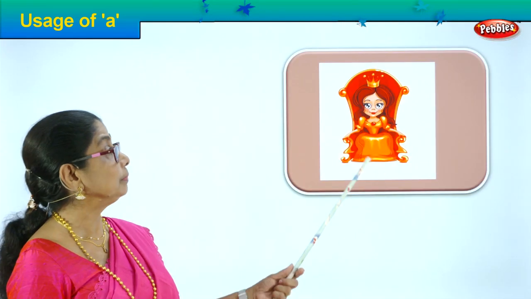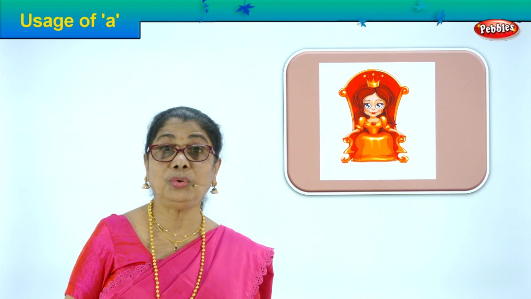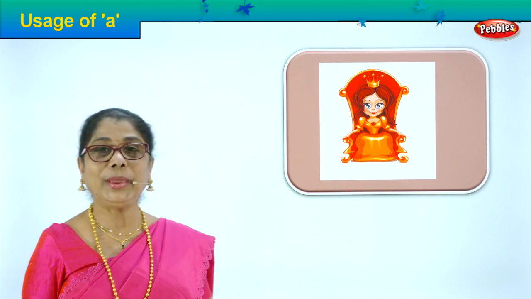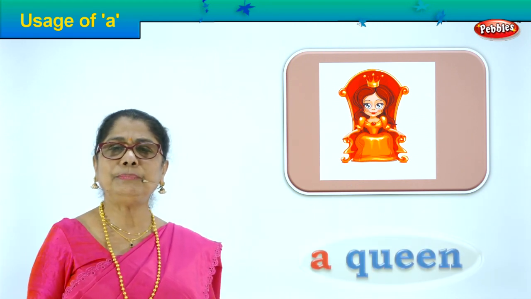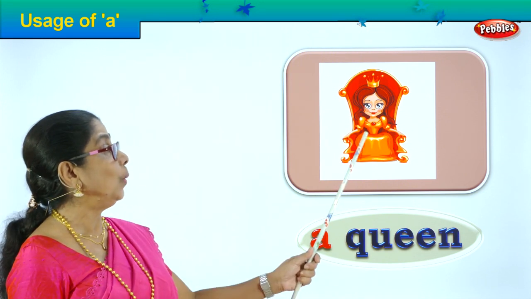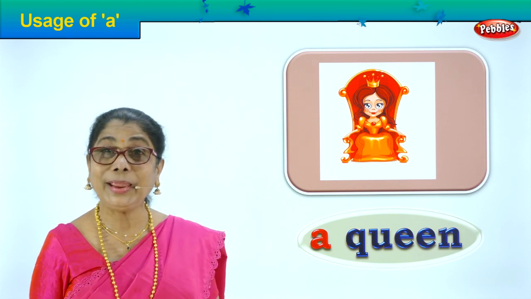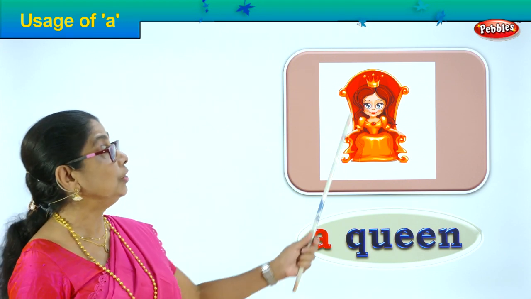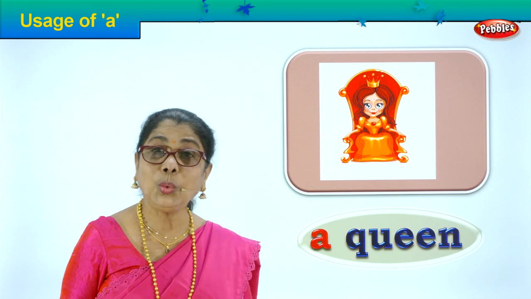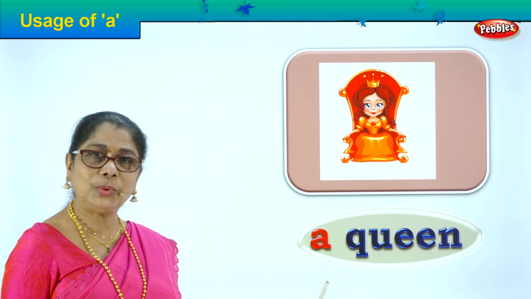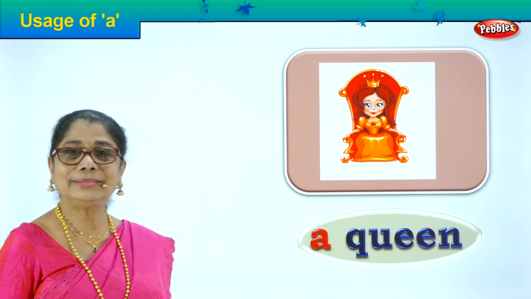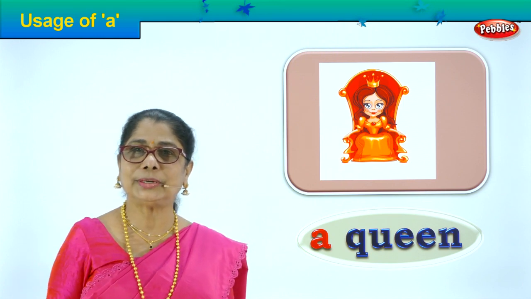Let's look at another picture. See what we have here. Queen sitting on the throne. Spell queen. Q-U-E-E-N, queen. And what will be placed before the word queen? A queen. This is a queen. A pretty little queen. Where is she sitting? She's sitting on a throne. Spell queen. Q-U-E-E-N, queen. What is placed before the word queen? A queen. A little queen. Good.